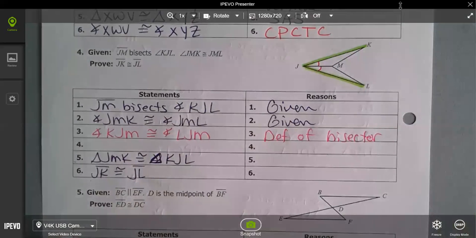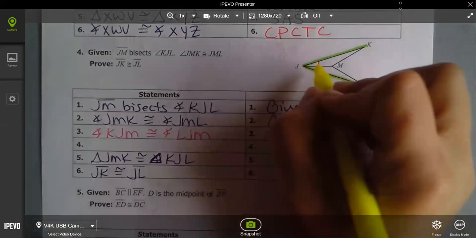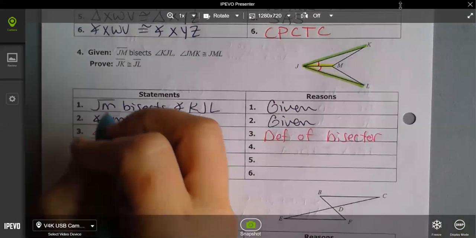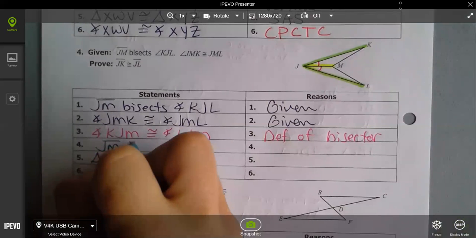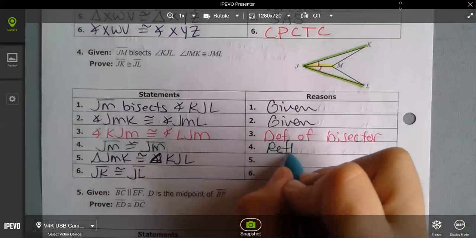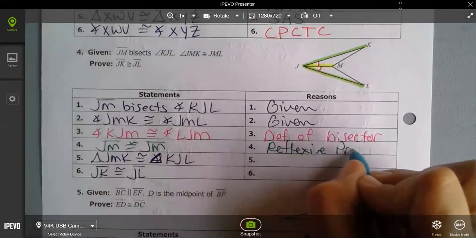All right, what else do you see? Right down the middle, you see it? Right there. What do we write? JM congruent to JM. That is the reflexive property.